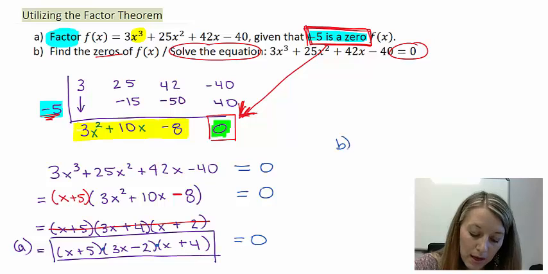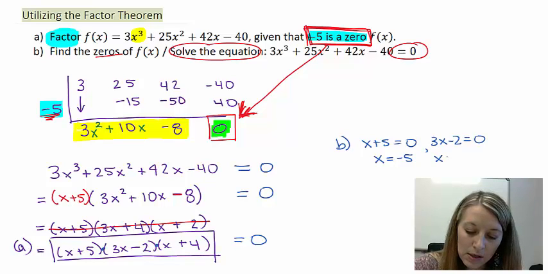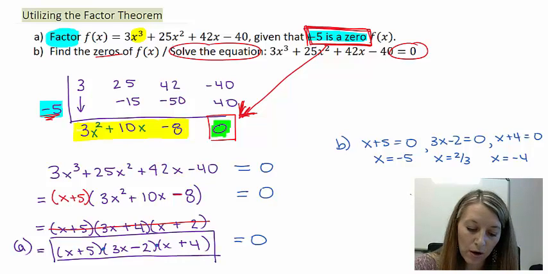So in part B, I take x plus 5 equal to 0, gives me the solution of x equals negative 5. 3x minus 2, set it equal to 0, gives me the solution of x equals 2/3. And x plus 4 equals 0, it gives me the solution of x equals negative 4.